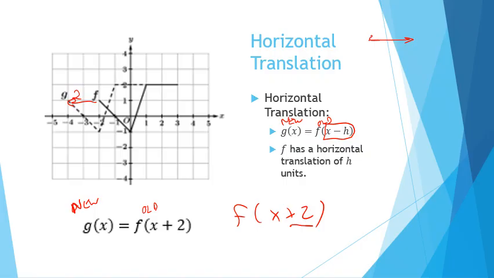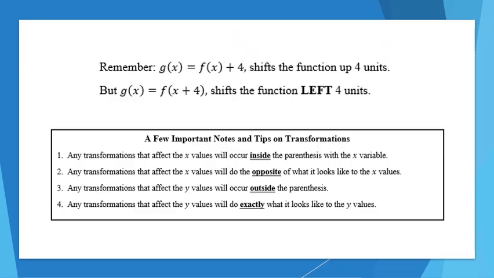Vertical translations are straightforward because it's on the outside. And that's going to be if it's like f of x plus 2 on the outside, right? If we go back to that last example, f of x plus 2 on the outside moves it up 2 units. But f of x plus 2 on the inside moves it 2 units to the left. All right. So here, this is kind of what I was saying. Remember, if g of x equals f of x plus 4, this moves the function up 4 units. But g of x equals f of x plus 4, where the x plus 4 is on the inside, is going to move it left, not right, 4 units.